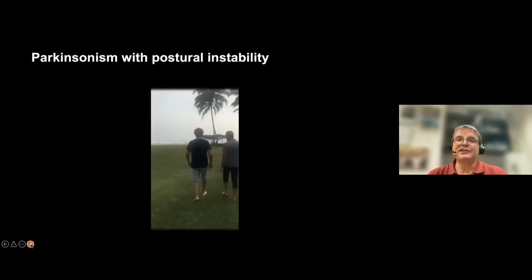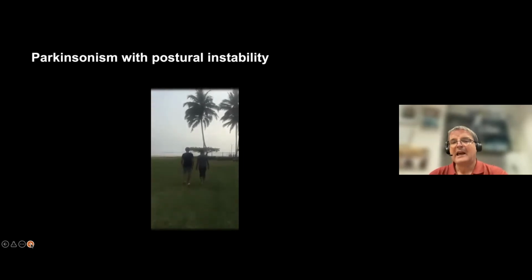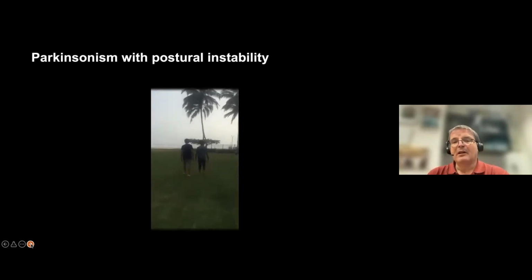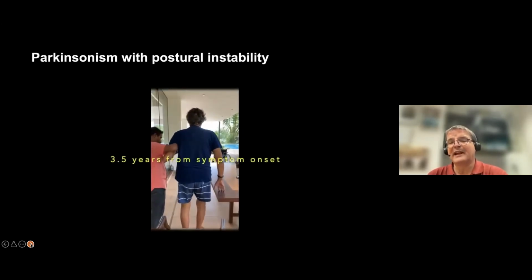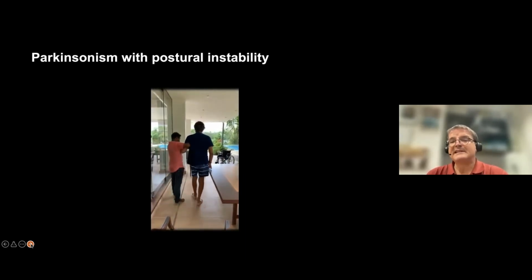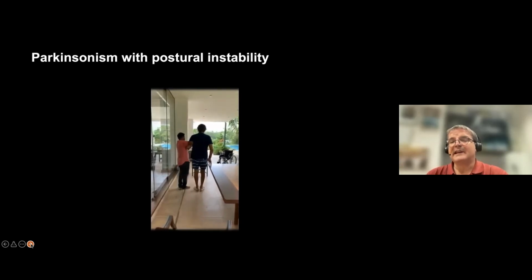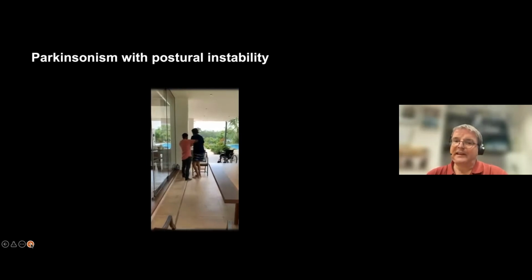Another characteristic feature is progressive parkinsonism unresponsive to levodopa associated with postural instability, as shown in this patient, again from Serbia, from Iva Stankovic's group, with a visible gait unsteadiness here 2 years after disease onset, and this is 3.5 years after symptom onset, showing progressive gait unsteadiness associated with parkinsonism, in this instance associated with levodopa unresponsiveness.